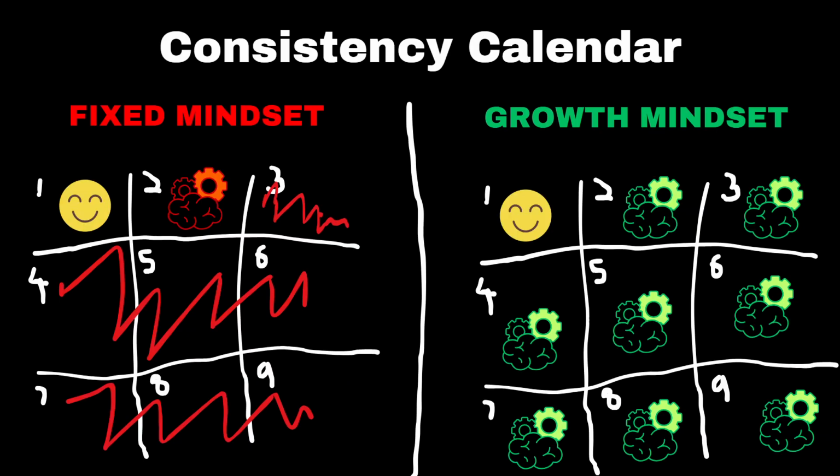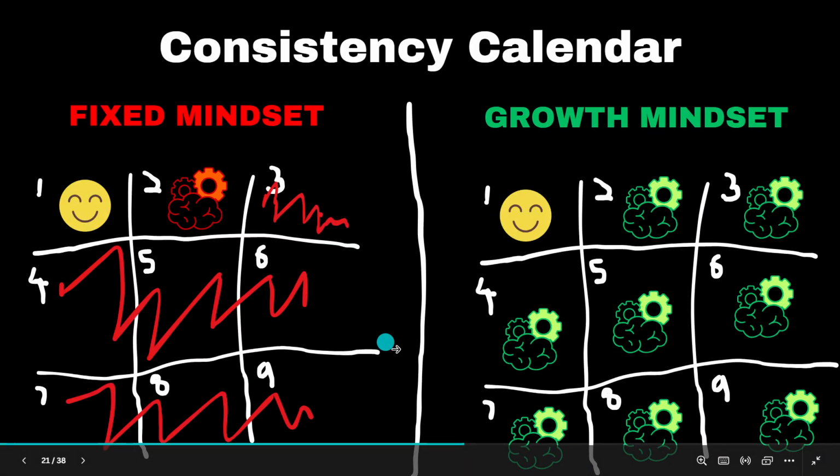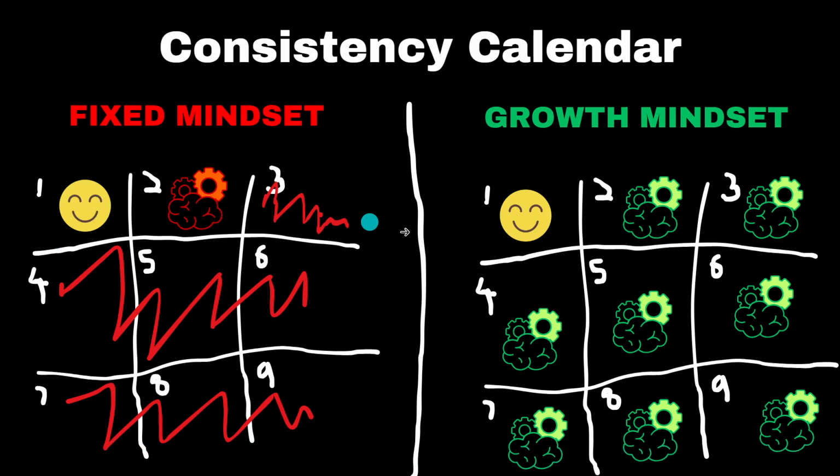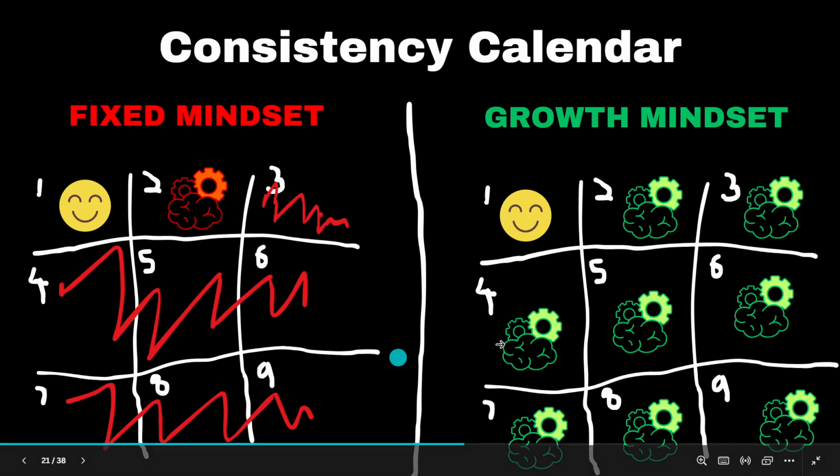That is the problem. And I put it into a consistency calendar as well for you to actually look at. So day 1, we were motivated, then we had a fixed mindset and we didn't believe effort was important anymore, so we just did nothing. Here is the opposite here. You can basically understand what that means.